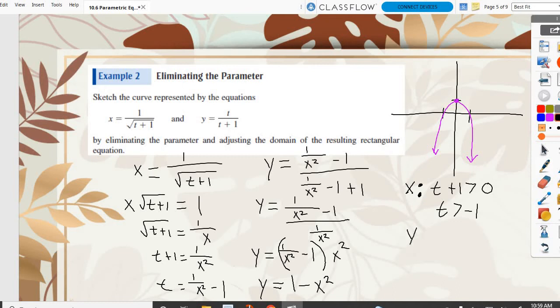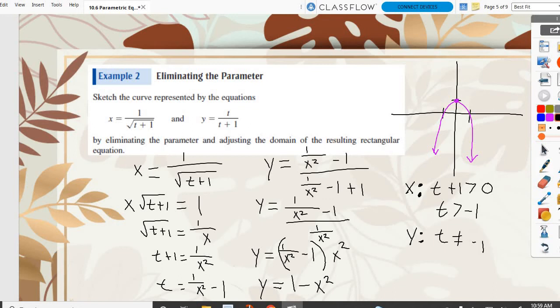So for my y equation, what restriction do we have from that? It can't equal 0. What can't equal 0? T plus 1 can't be 0, which means that t can't be what? Negative 1. Did we already take care of that from my first one? Yes.